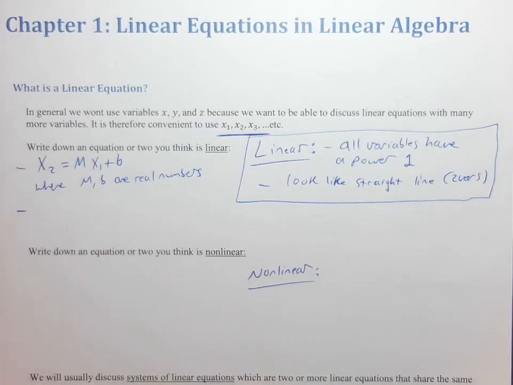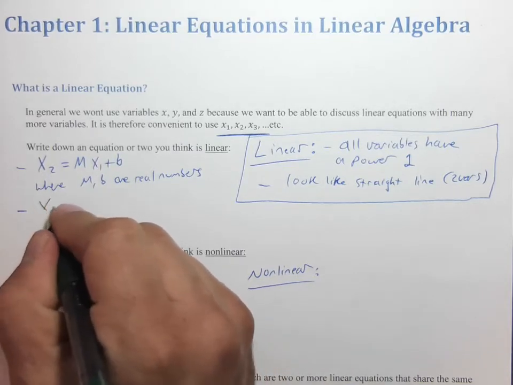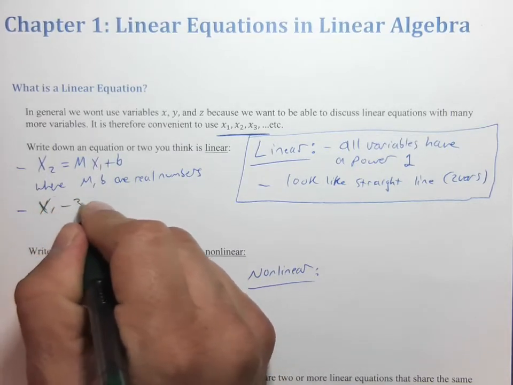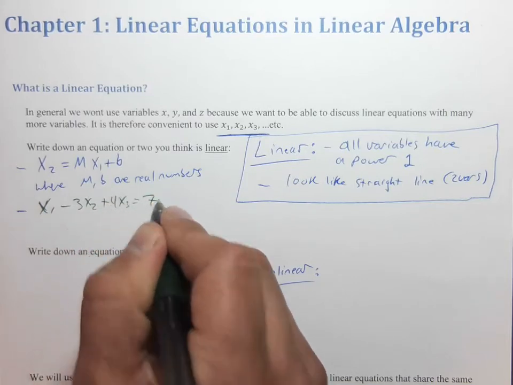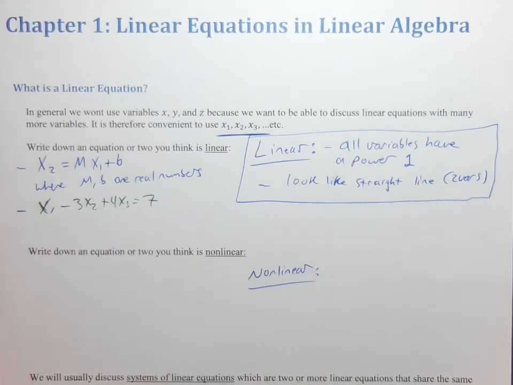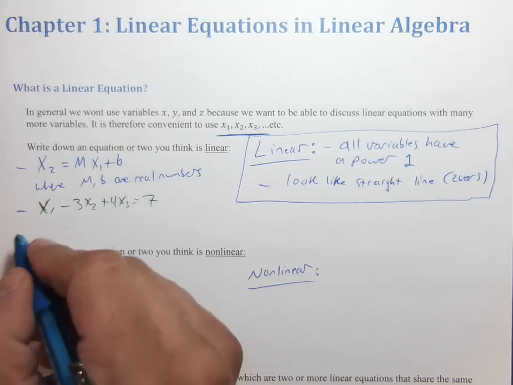Let me get another color here so we can break it up a little bit. Maybe x1 minus 3x2 plus 4x3 equals 7, for example. That's also a linear equation in three variables, right? We have x1, x2, x3 in that second equation. But the point is, all the powers of those variables are 1, and so that's what makes it linear. And we can have lots and lots of variables in an equation, and it could still be linear.